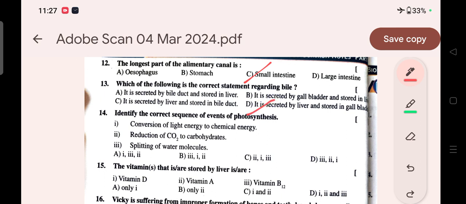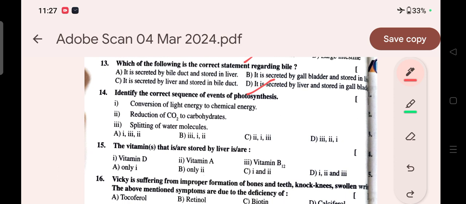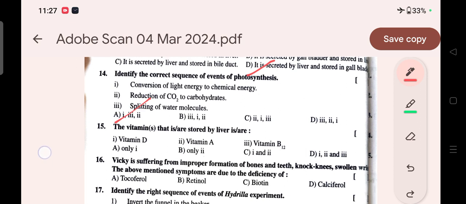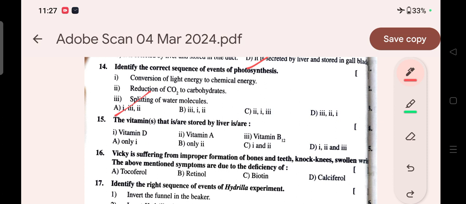Identify the correct sequence of events of photosynthesis. Conversion of light energy to chemical energy, first one. Second, splitting of the water molecules. Next, reduction of CO2 to carbohydrates. 132 is the correct sequence. A is the correct answer. The vitamins stored by the liver are vitamin D and A only. Option C is the correct answer.